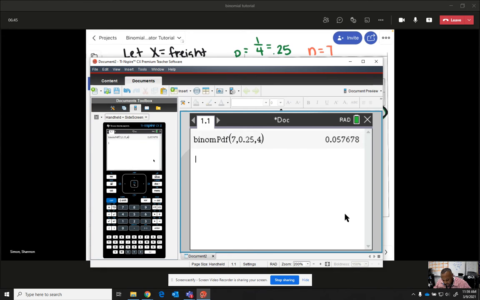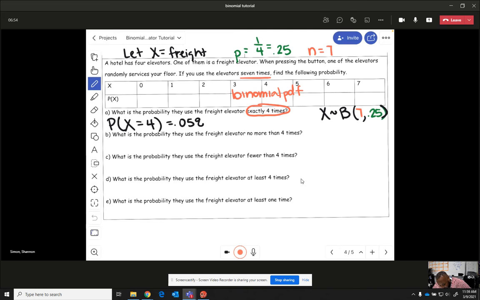Calculate that, and we get this value right here, which is 0.058. So when we do exactly, we want to put the exact number there. So we do binomPDF, your n, which was 7, your p, 0.25, and the exact number of successes you wanted was 4.